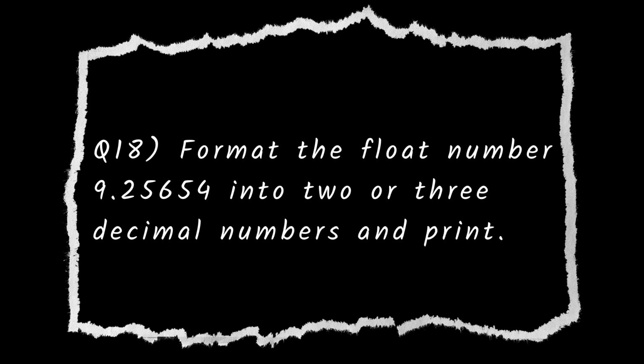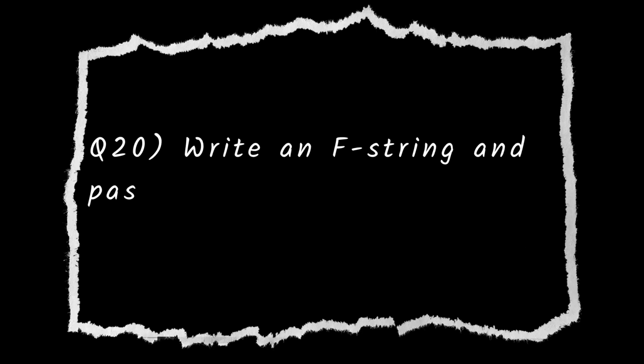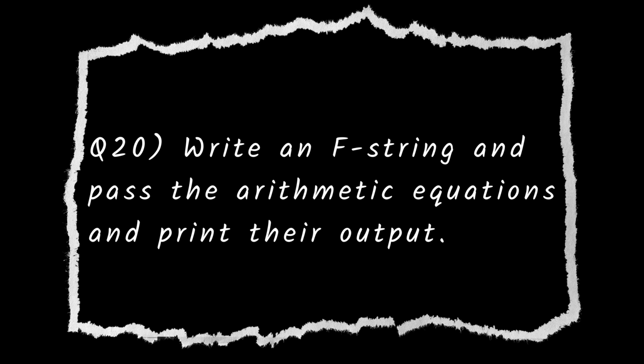The next question is, format the float number 9.25654 into 2 or 3 decimal number and print. The next question is, perform string alignment left, center and right with an example. The next question is, write an f-string and pass the arithmetic equation and print their output.